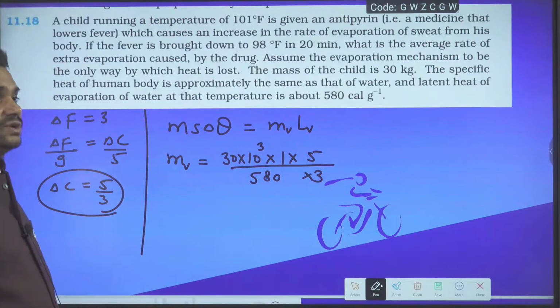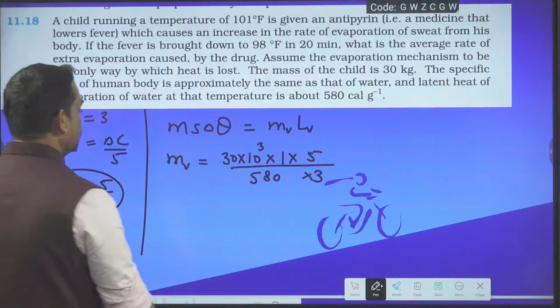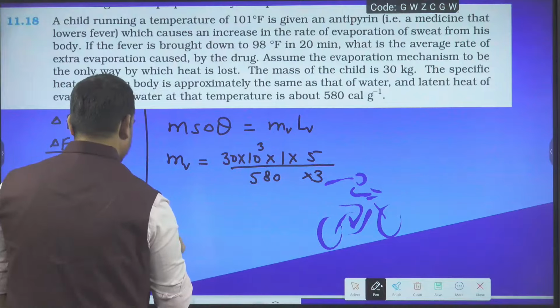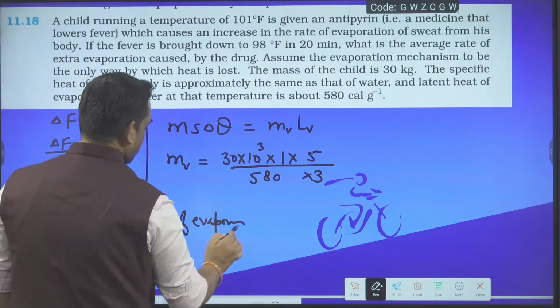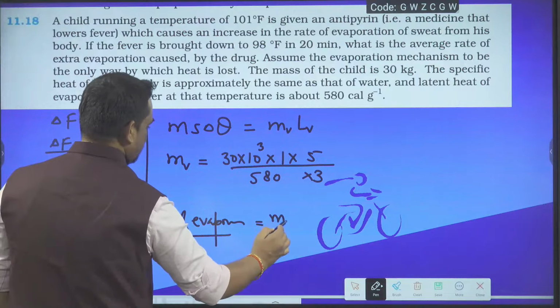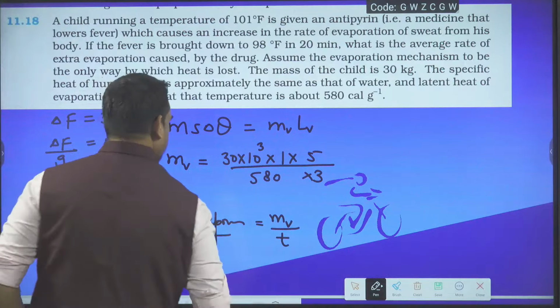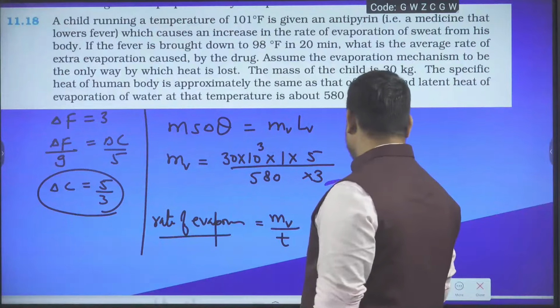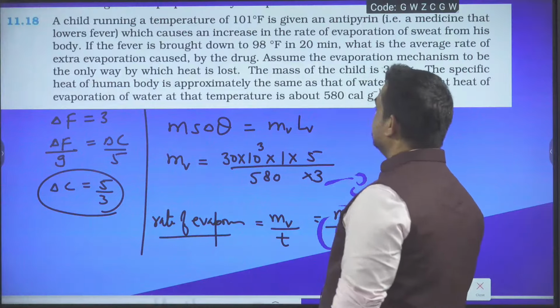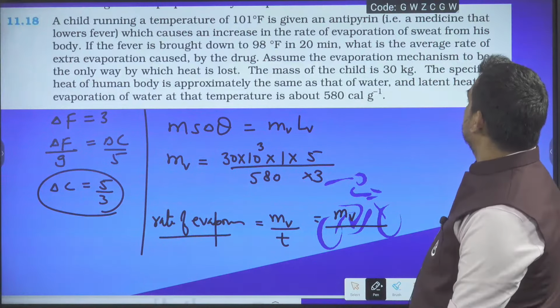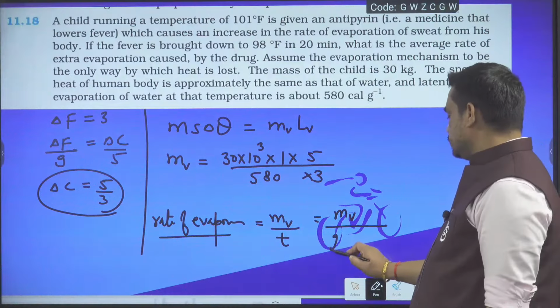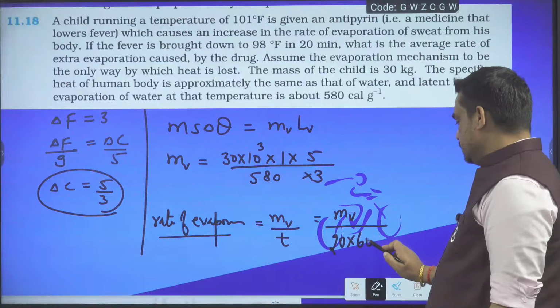They are asking rate of evaporation. So the rate of evaporation, if they are asking, then we can say rate of evaporation becomes mv divided by t. So mv divided by t. t is basically how much here in this one? That is how much? 20 minutes. So 20 minutes, so 20 into 1 minute is 60.